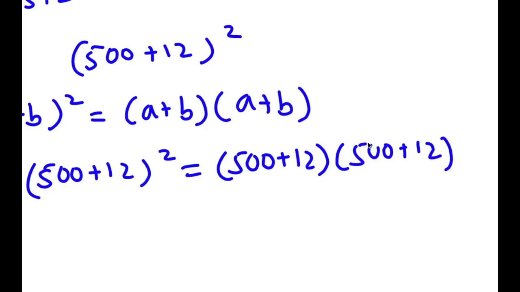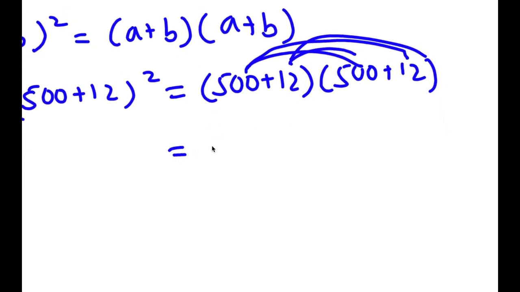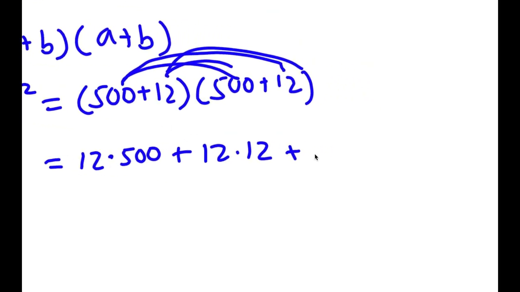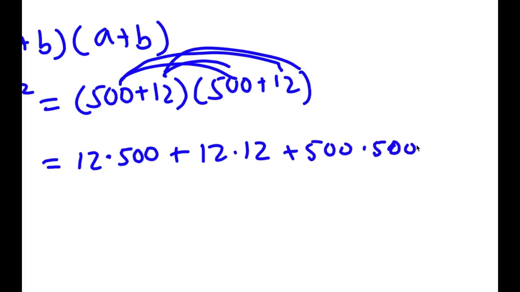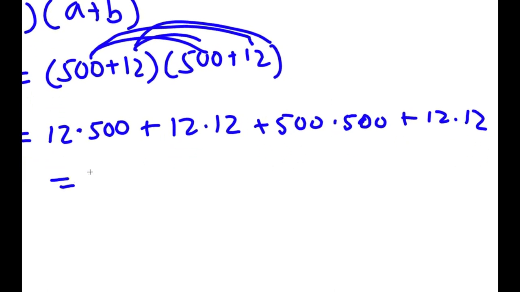Now to solve this, we are going to multiply and distribute. So let's first start with 12. We're going to do 12 times 500 plus 12 times 12. And then with 500, I'm going to do 500 times 500 plus 500 times 12. Now 12 times 500 is going to equal 6,000, plus 12 times 12, which is going to equal 144.